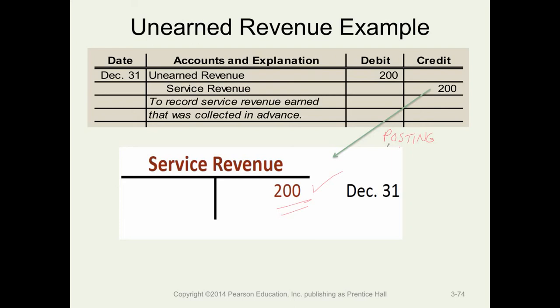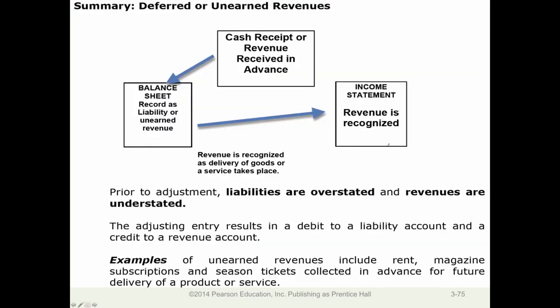So let's summarize the unearned or the deferred revenues. Unearned or deferred revenues are collections of cash in advance. Initially, they're recorded on the balance sheet as a liability, unearned revenue. As delivery takes place or a service is provided, revenue is earned, and then it is recognized on the income statement. So notice again, we're back to the basic concepts we mentioned over and over again, that an adjustment involves one balance sheet and one income statement account.